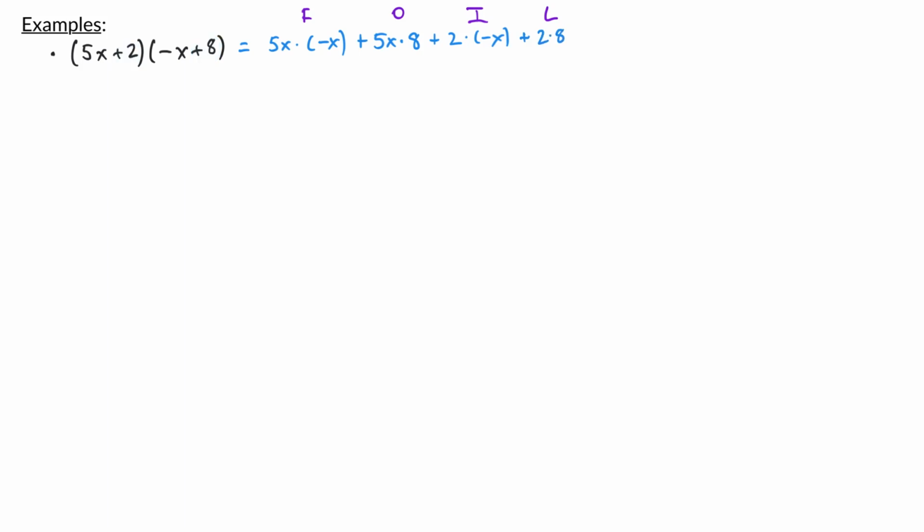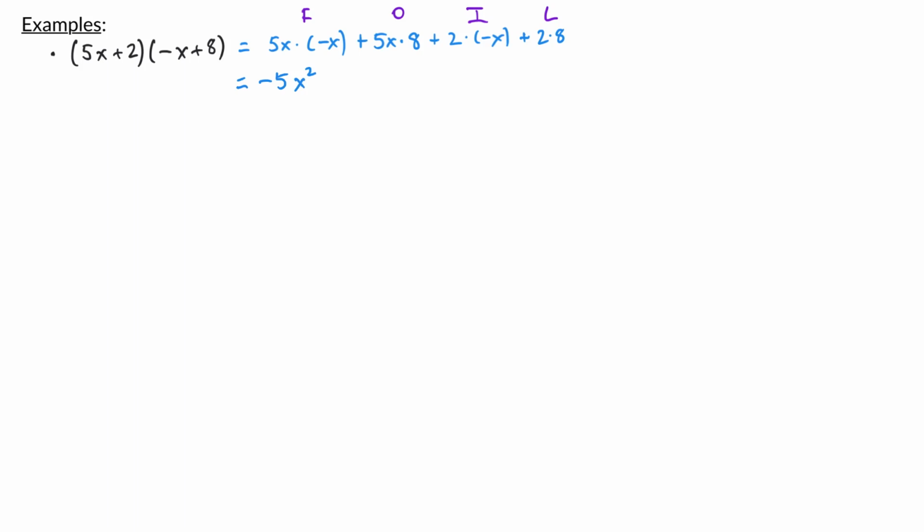All we have to do now is simplify. First, we have 5x times negative x. Negative x can be thought of as negative 1 times x. So multiplying the coefficients together, 5 times negative 1 gives me negative 5. And then I have two factors of x there, so I have negative 5x squared.